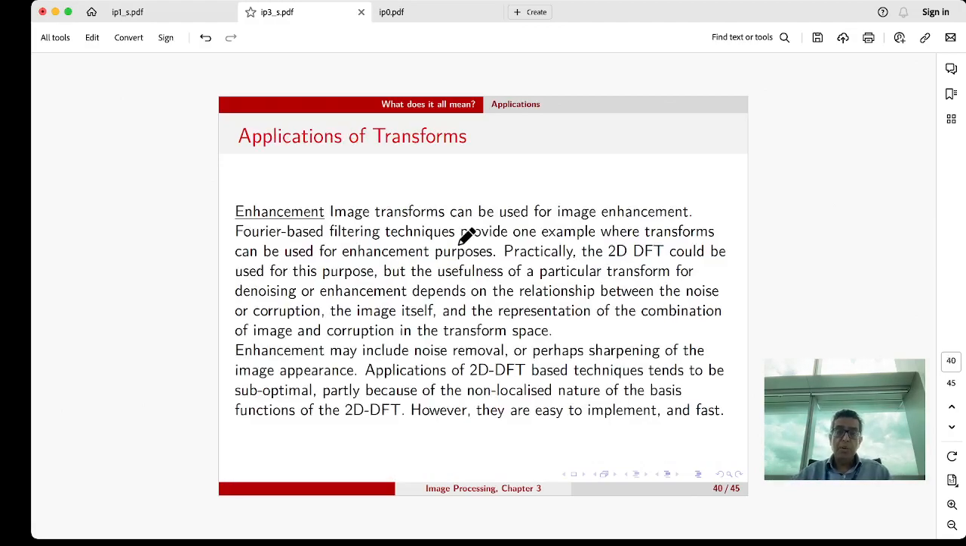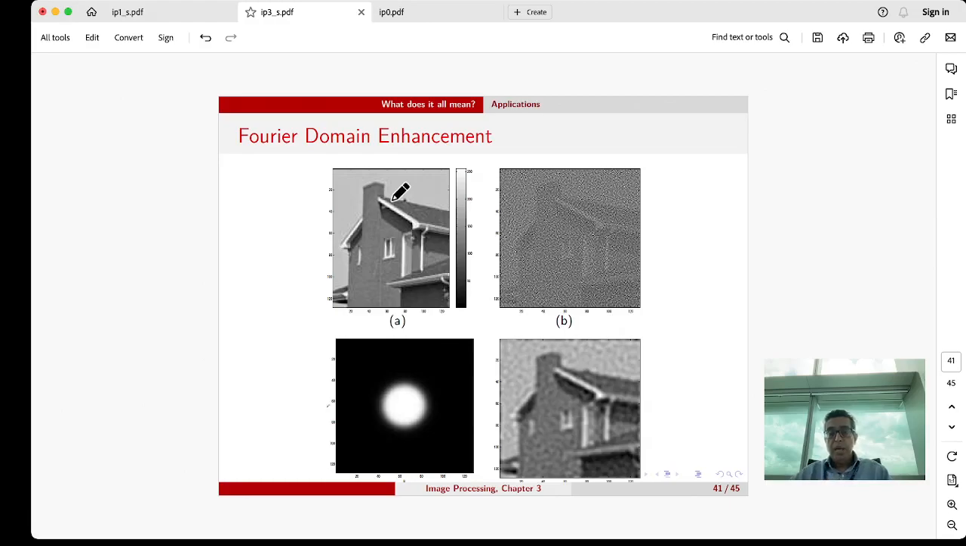So we've talked about compression. Other applications of transforms are image enhancement. For example, here we are doing Fourier domain image enhancement. Here you've got an original image. Here I've added noise. It's not white noise. It's actually spatially correlated noise that's been added on top of the image. You can see that the level of noise is quite high and the degree of spatial correlation is quite strong, so that it really masks the image pretty well.